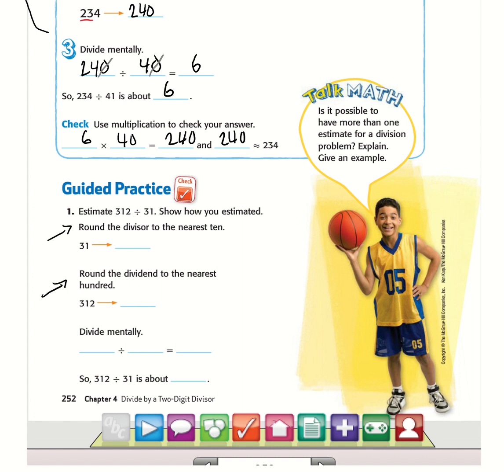So round the divisor to the nearest 10. So my divisor is going to become 30. And round the dividend to the nearest 100. That's going to become 300. So I go back to my original problem. 300 divided by 30. I know I can use the shortcut with my zeros. This kind of helps me out. 30 divided by 3 is going to be 10. So 312 divided by 31 is about 10.